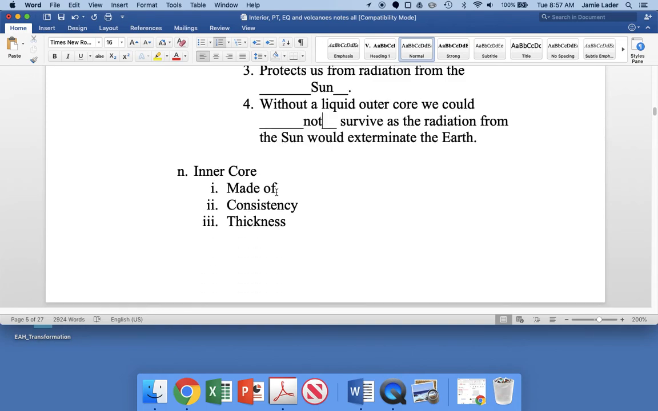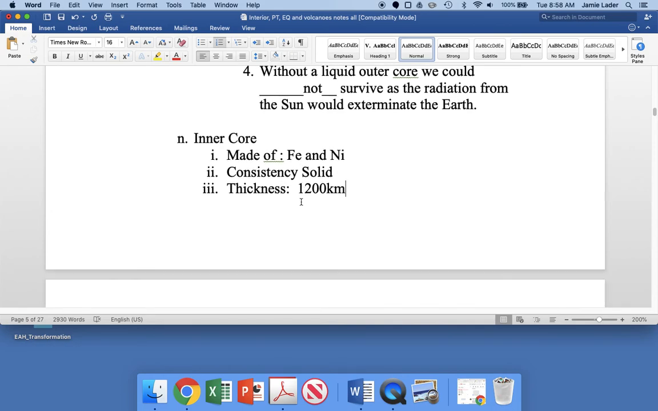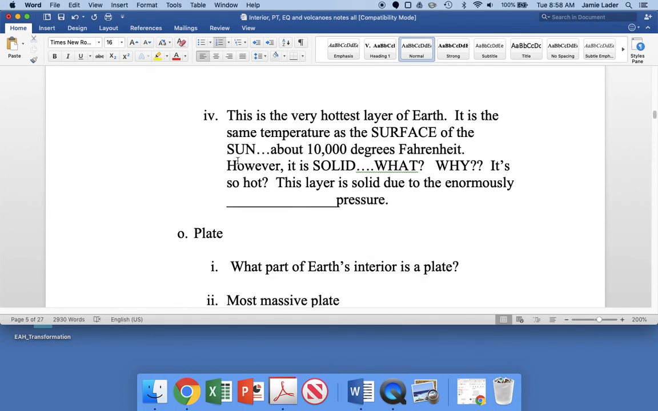All right. Finally, the inner core, the last layer. The inner core is also, like the outer core, made of iron and nickel. Okay. The consistency this time is solid, and its thickness is right around the same as the outer core. It's about 1,200 kilometers. It is a solid ball of iron and nickel. Okay. And why is it solid? Okay, so a couple things here.